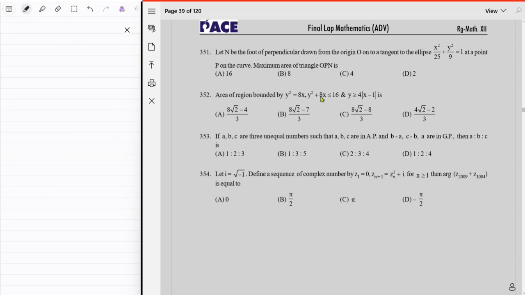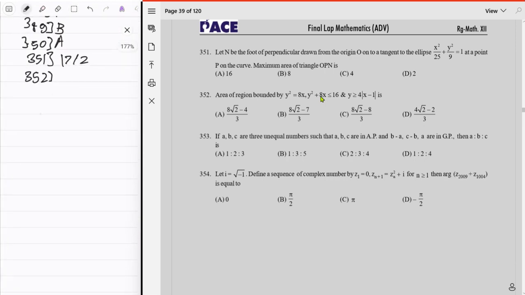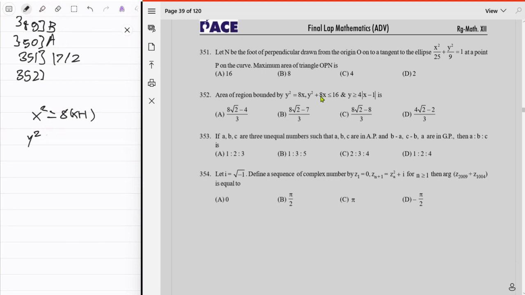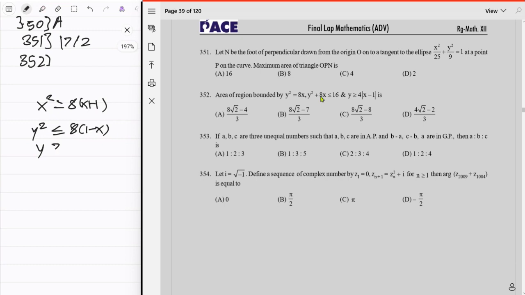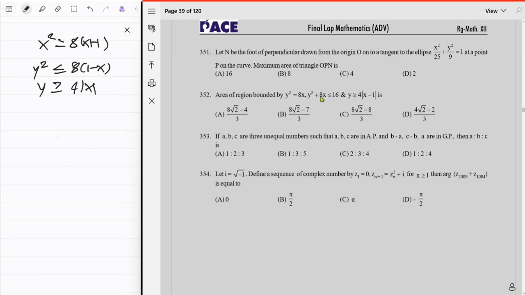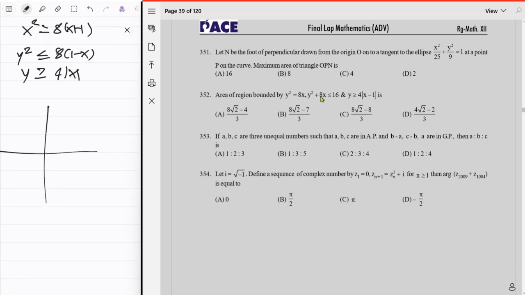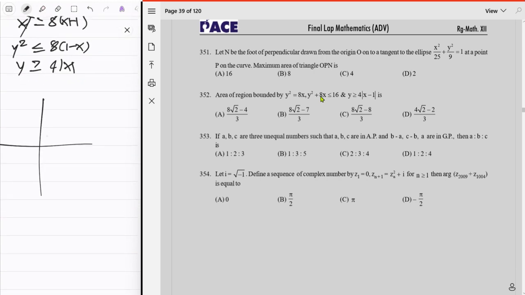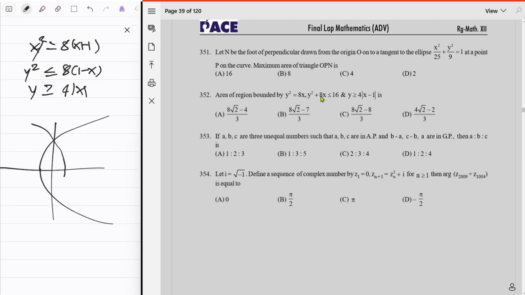So just replace x by x plus 1, it becomes like y square equal to 8 times of x plus 1. और क्या है, y squared plus 8x plus 8 less than or equal to what, 16. वो मर गया, just 8 times of plus x basically. And also y is greater than or equal to 4 mod of x. That's our thing, right? Yes. अब इसको मैं ग्राफ करूँ, first just have y square over there equal to 8 x plus 1 से यहाँ पे negative 1 पे है, and it's like this, and this is like that.